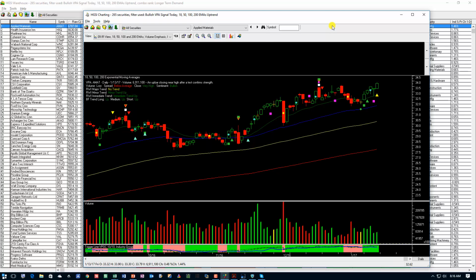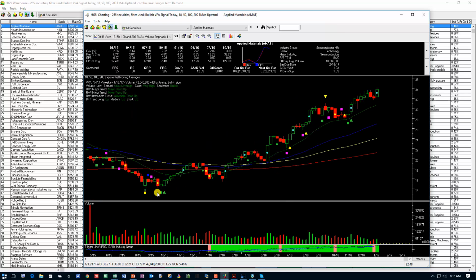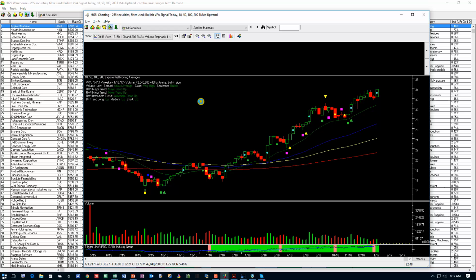Let's go to a weekly chart on this. Alt W, and you can see that the trend is clearly up, and the VPA flags work on weekly charts also.